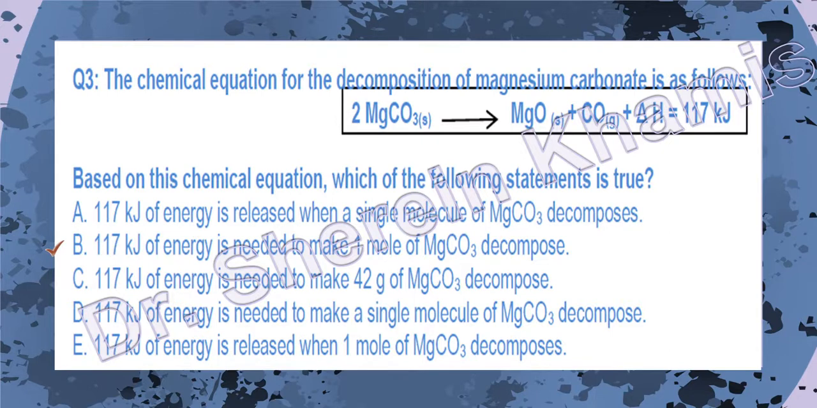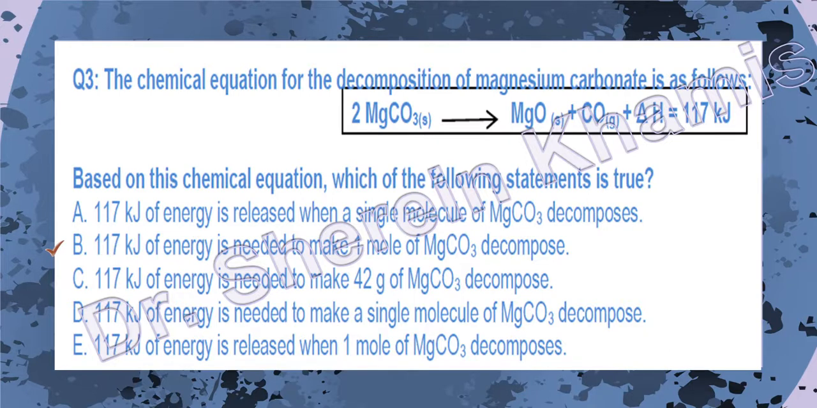We have 117 released when 1 mole. I said when we write the delta H, or heat content, at the end of reaction, this needs to be a product here. So when we want to write delta H at the other side, we will have 117 kilojoules of energy needed to make 1 mole of MgCO3 decompose.